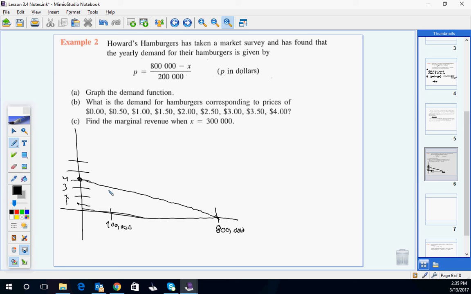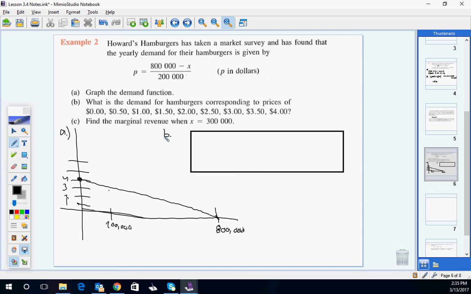For B, what's the demand for the hamburgers corresponding to the prices? So at 0, what's the table here? Let's actually do this rectangle. This might help a little bit. So I'm making this table. So this is A, the rough graph. Here's a table.